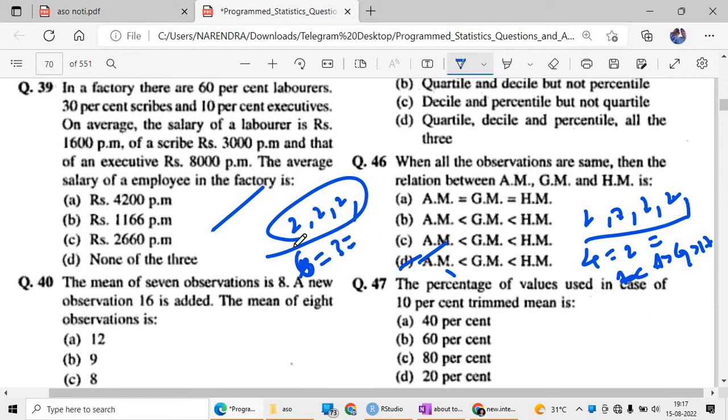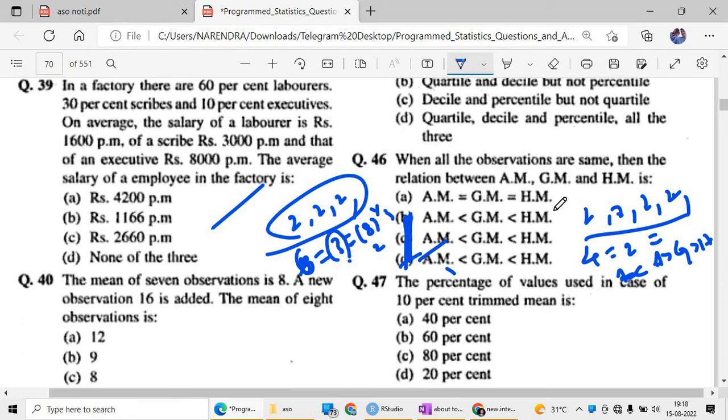Geometric mean is 8 to the power 1/3, which means again 2. So it is decreasing. So HM will be the lowest value. AM will be the highest value. But in the options we mentioned it oppositely. If you observe, B, C, D, all options are the same. So maybe some mistake here. Okay.